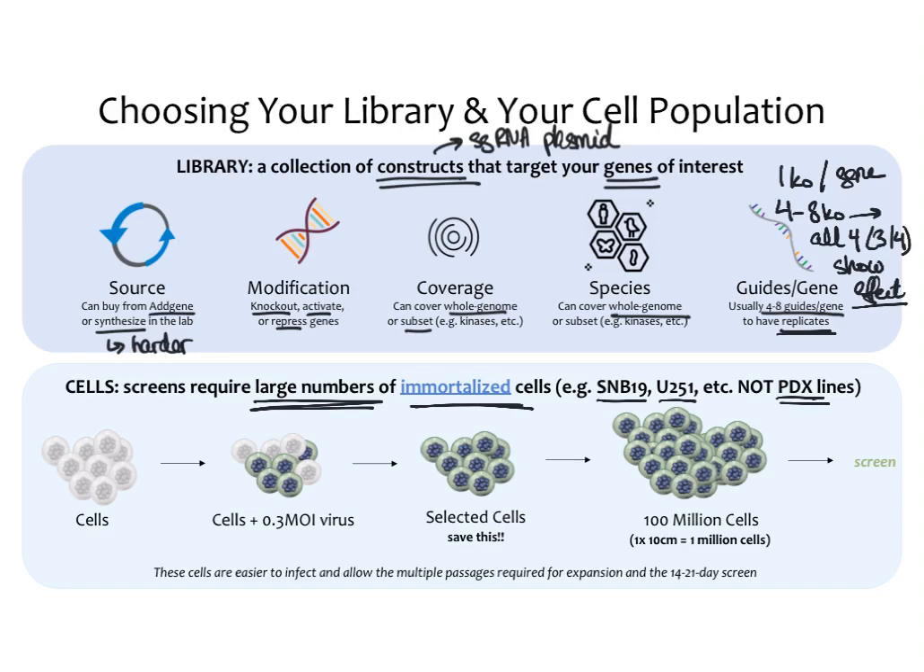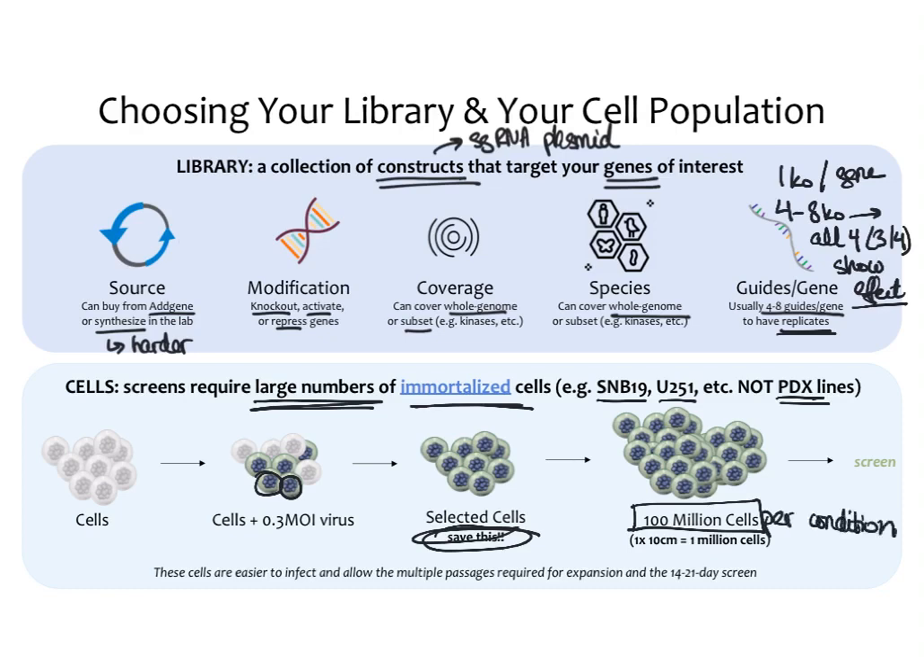And what you're gonna do is, like we talked about, infect the cells with the virus. So here you have transduced cells. You're gonna select them and you're gonna save this population as your library population. And then you're gonna expand. So you need 100 million cells minimum to do a CRISPR screen. 100 million cells per condition. This is a lot of cells.